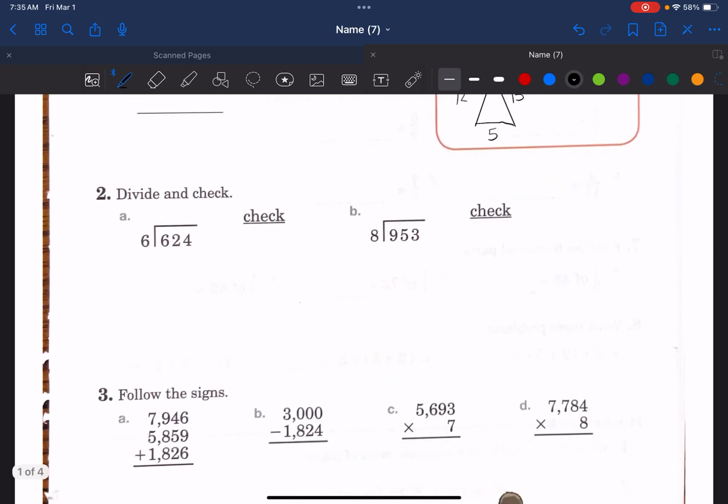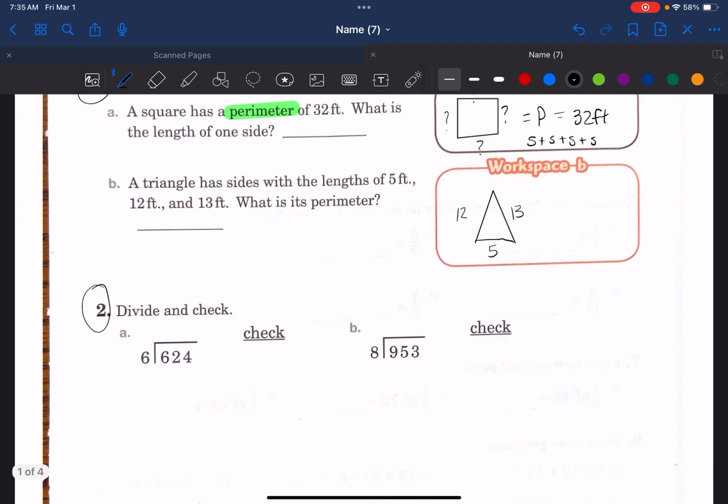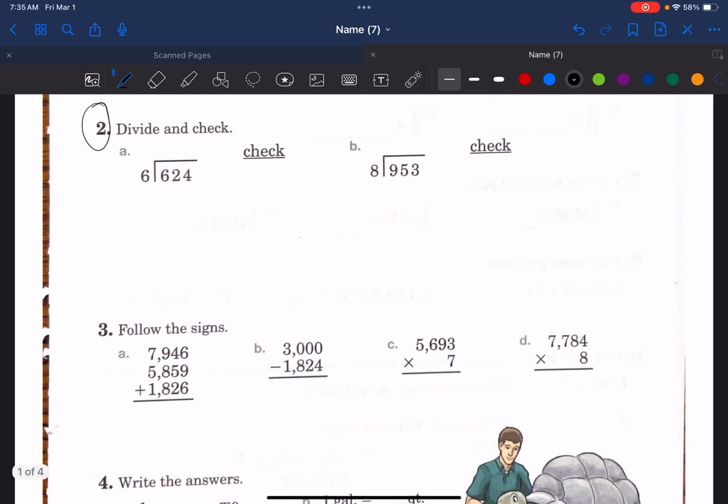Okay, then on 2, I want you to practice dividing and checking. So make sure you are doing this one also. Okay, so yes, we're doing 1. Yes, we're doing 2. Remember, as always, if you are unsure of your 6s or your 8s, just go ahead and write them out off to the side, and then you can just count them.